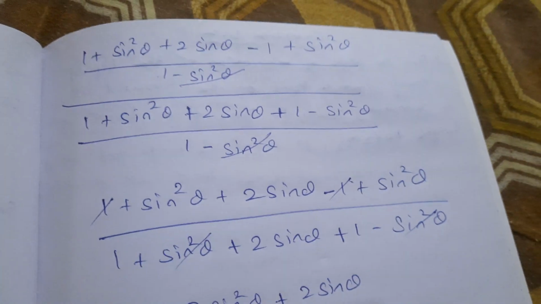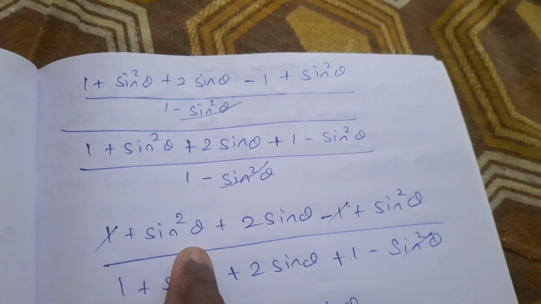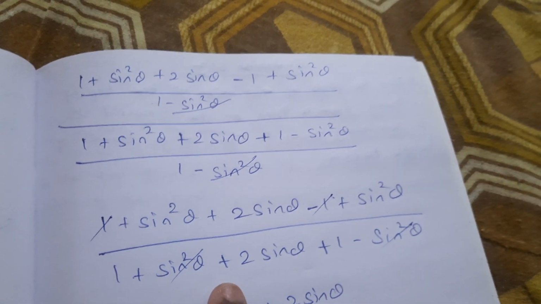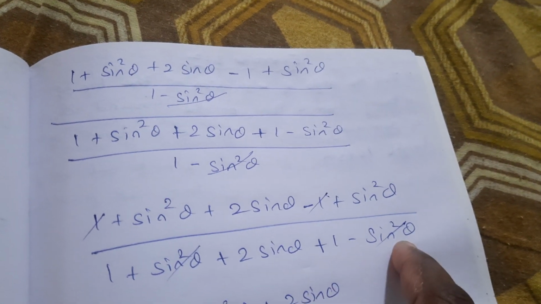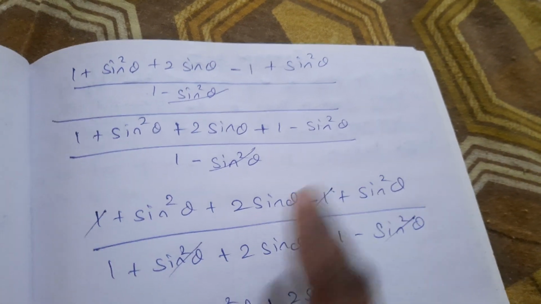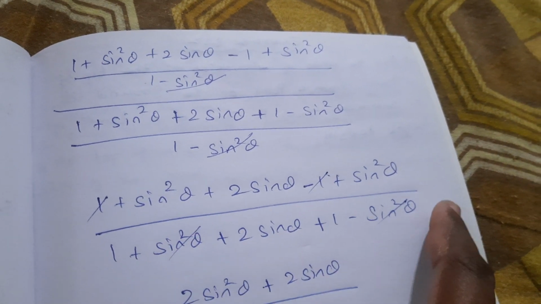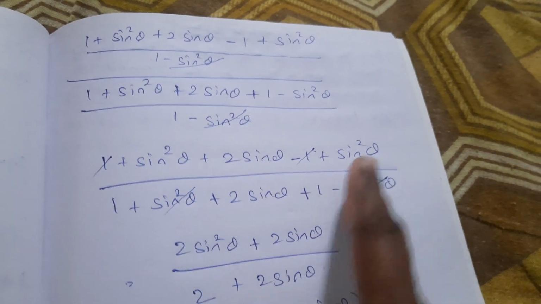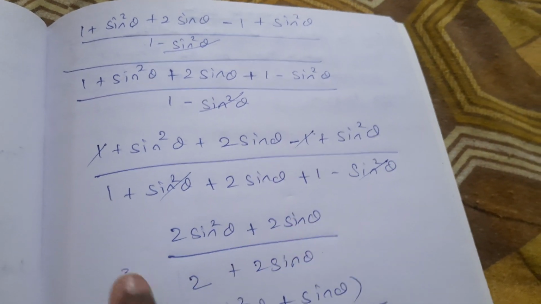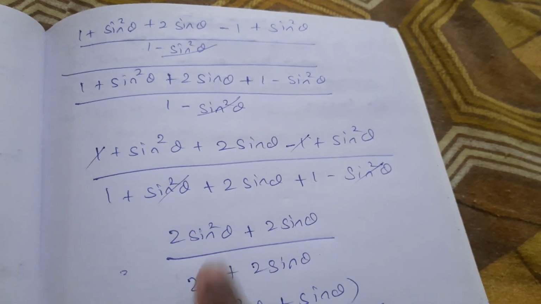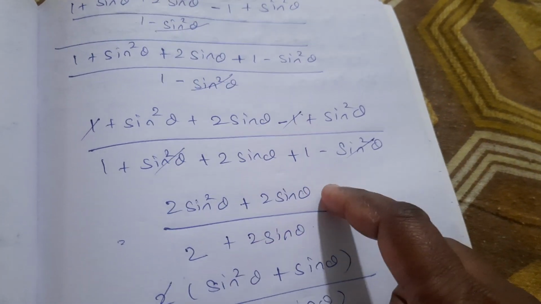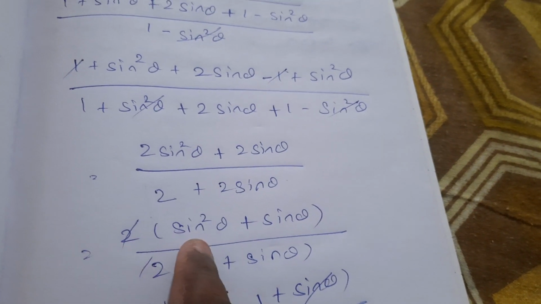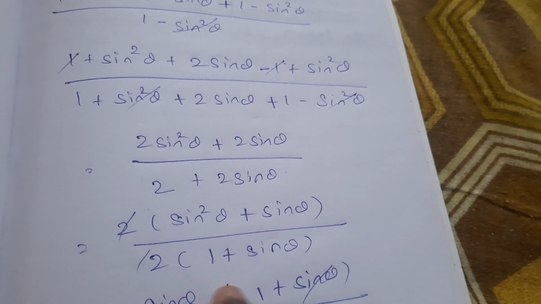The numerators are also divided: 1 plus sin squared theta plus 2 sin theta minus 1 plus sin squared theta, by 1 plus sin squared theta plus 2 sin theta plus 1 minus sin squared theta. Here plus 1 minus 1 cancel. Here sin squared theta minus sin squared theta is cancelled. Then sin squared theta plus sin squared theta gives 2 sin squared theta plus 2 sin theta, divided by 1 plus 1 is 2, then plus 2 sin theta. So numerator and denominator both have 2. We take 2 outside: 2 into (sin squared theta plus sin theta) by 2 into (1 plus sin theta).